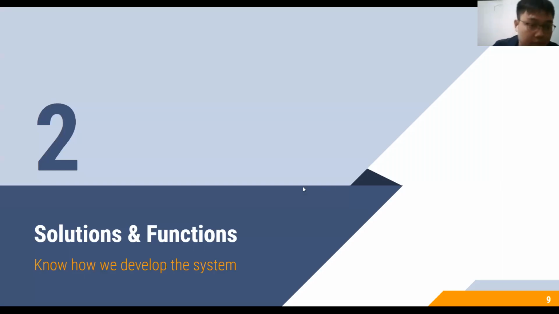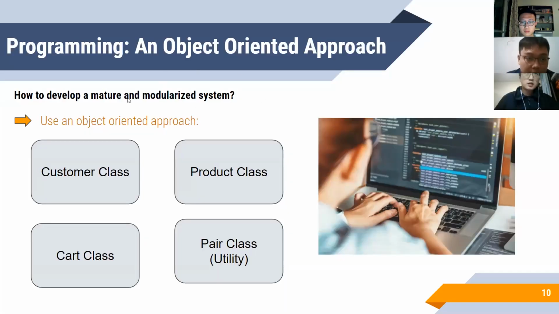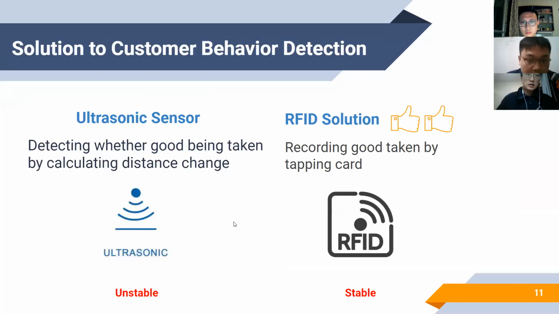Okay, so I'm going to talk about the solution and function part. For the programming part, we attempt to use an object-oriented approach, which makes building a modularized system more efficient. We will have a customer class and a product class for handling customer and product information, a cart class for handling the consuming event, and a pair class for utility users.